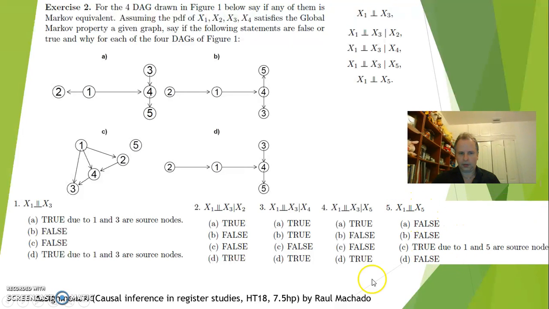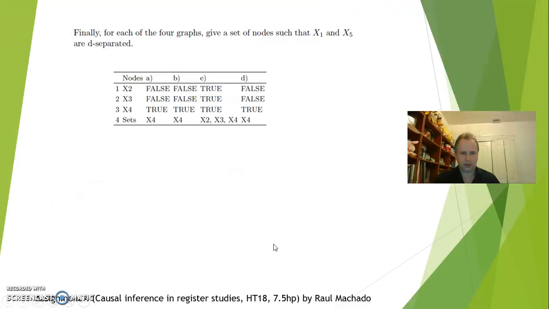This is because of the sources, and the others are based on whether it's a chain or a fork. Many of them. So which part of it, if you see number 1, exercise number 1.